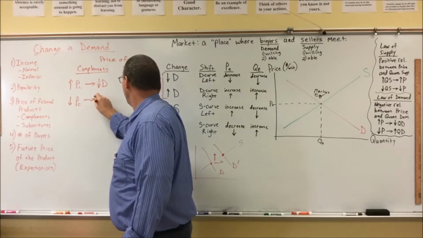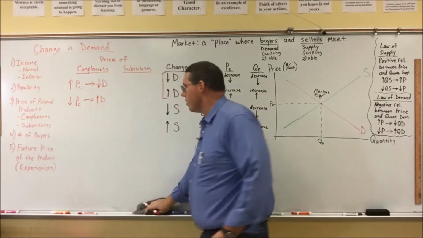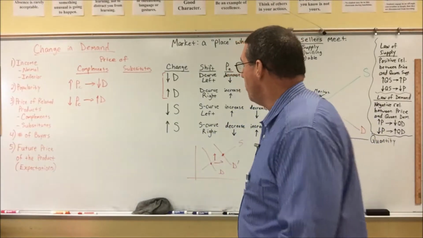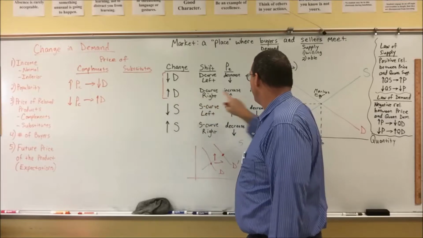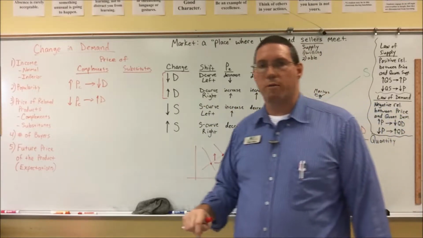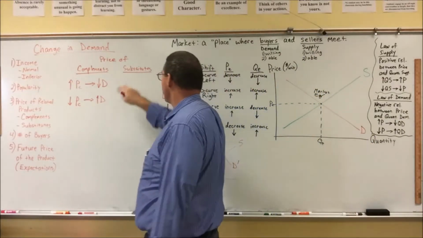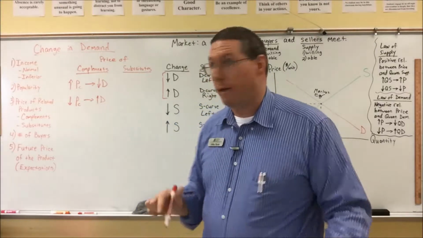It's going to result in an increase in the demand for iPhone 6 cases. And when demand increases for that good, we're going to have an increase in the equilibrium price and an increase in the equilibrium quantity. Okay? So that's complement goods. Now let's look at substitute goods. This one's going to be the opposite, basically.